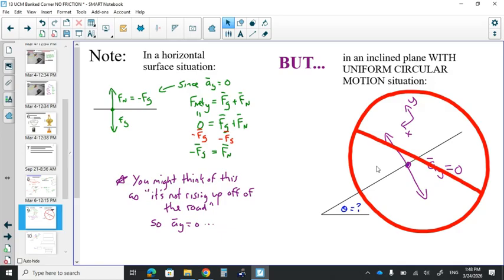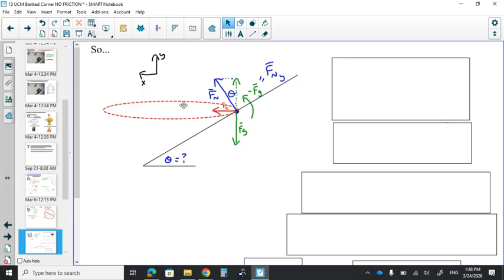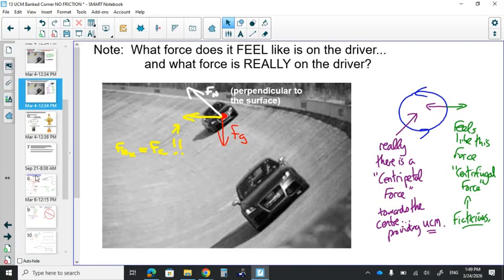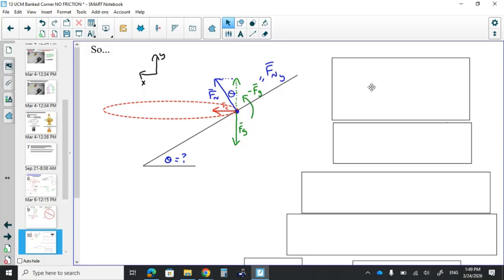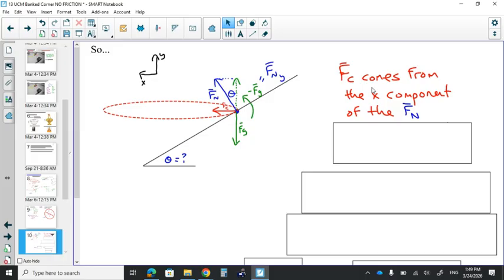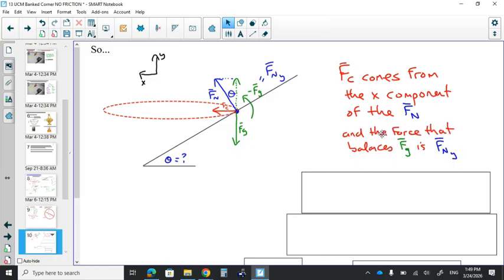So if you look at this direction, this force here would be a force perpendicular to that ramp as a component. So when we are analyzing this, we're going to look at the normal force. There's going to be a normal force off of the ramp, just like we saw earlier. This is where we'll analyze it and get used to how this works. The centripetal force comes from the x component of the normal force, and the force that balances the gravity force that we were talking about earlier is the y component of the normal force.